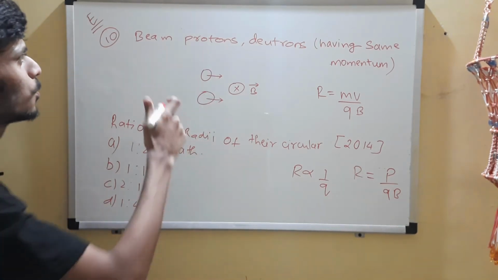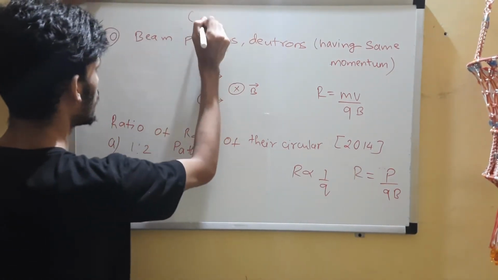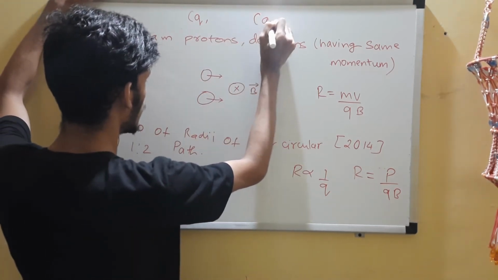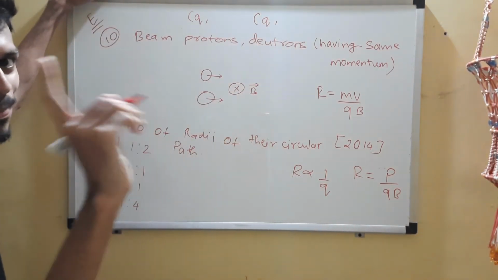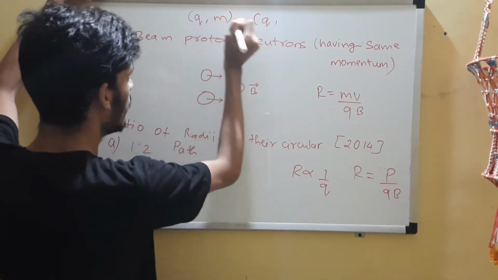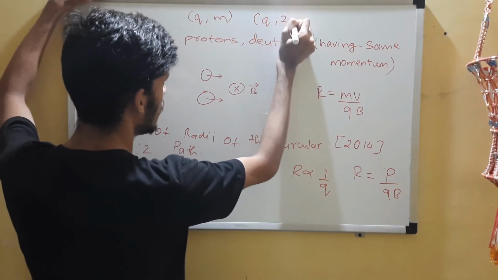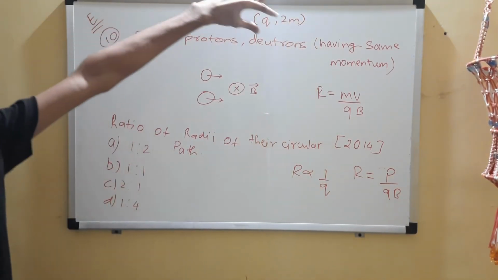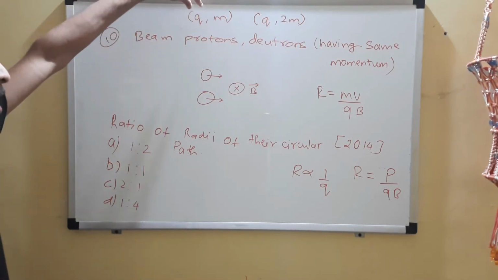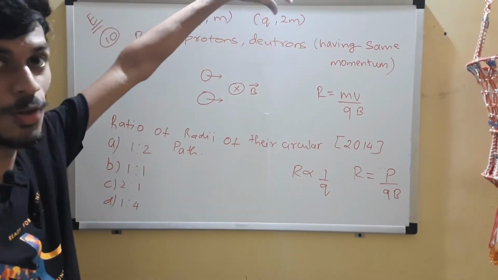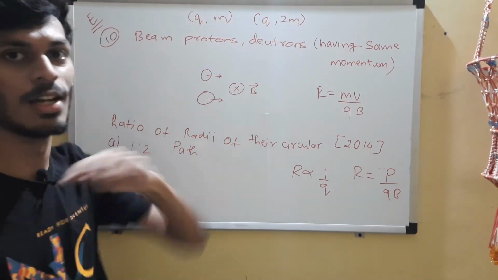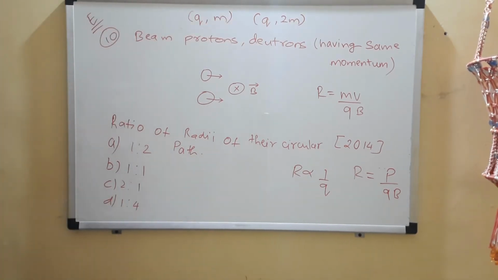One thing to note over here is that if the charge on proton is q, charge on neutron will also be q. They differ in mass. If proton has mass m, neutron will have mass 2m. They don't differ in charge, they only differ in mass. If proton has a charge q, neutron also has charge q. If proton has mass m, neutron has mass 2m, twice the mass of the proton.